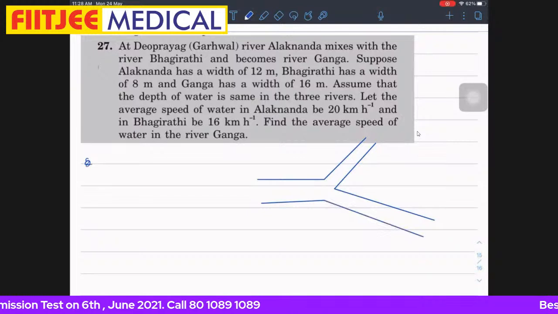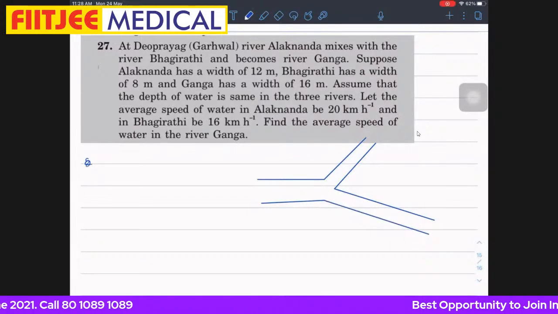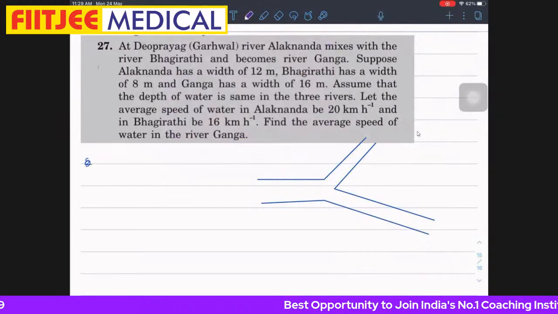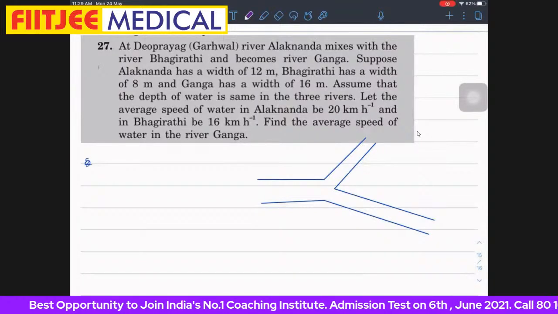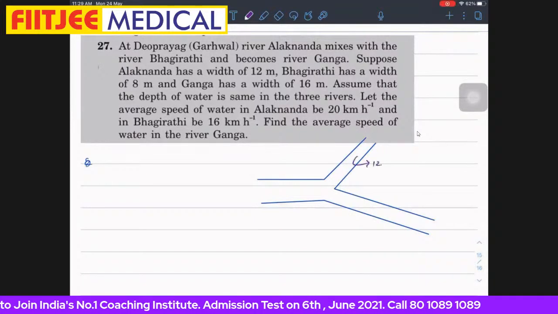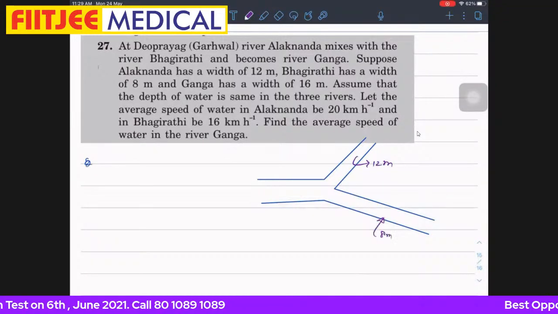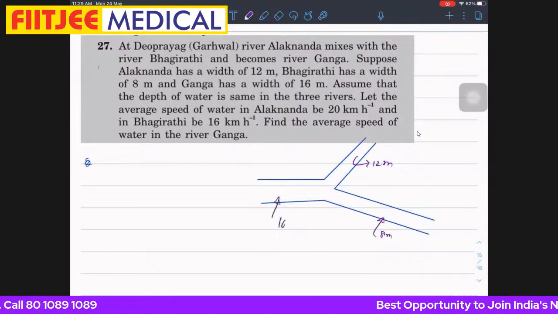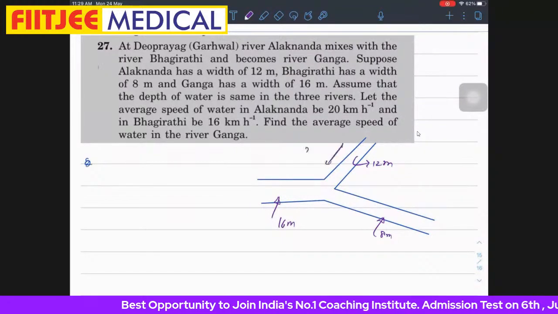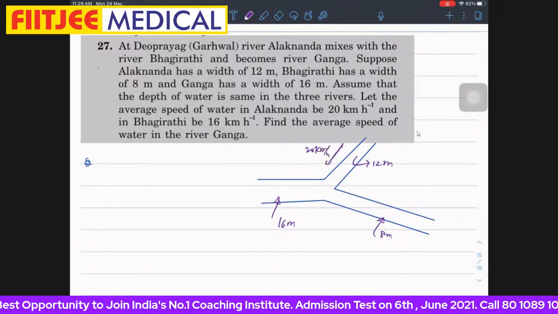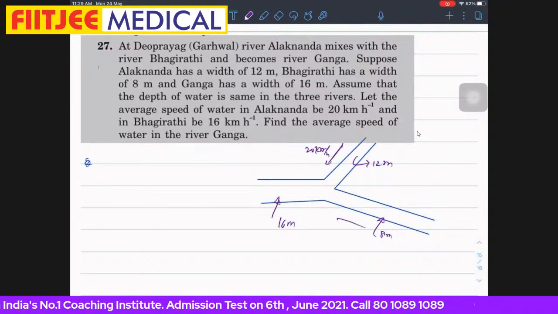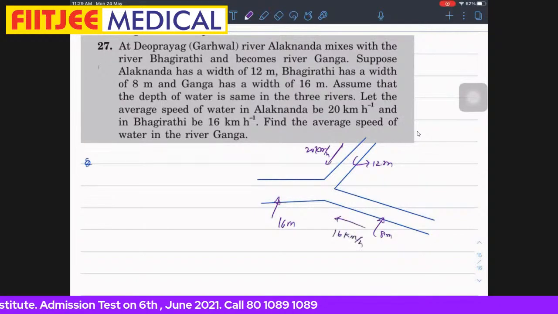So this is the thing. They are saying that at Devprayag, river Alaknanda mixes with river Bhagirathi. Alaknanda, how much is the width? 12 meter. Bhagirathi has a width of 8 meter, and this one has a width of 16 meter. They are saying assume the average speed in Alaknanda is 20 kilometer per hour, and in Bhagirathi is 16 kilometer per hour. Then they're asking what will be the speed in case of river Ganga.